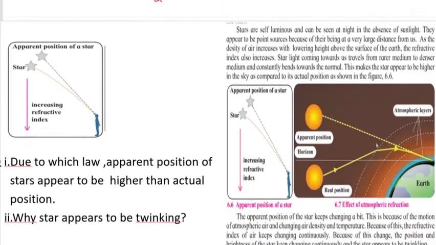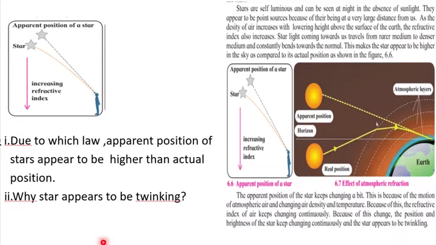Let us start our first diagram based question. Here, question is, due to which law the apparent position of star appear to be higher than the actual position? As we know, stars are self-luminous bodies and they appear in the night in absence of the sun. Now, stars are point source of the light because they are very far from us. Here, in the earth there is an atmosphere, so this is denser medium. Outside the earth there is no atmosphere. So here is a rarer medium.